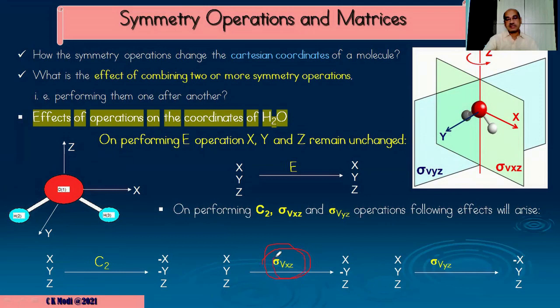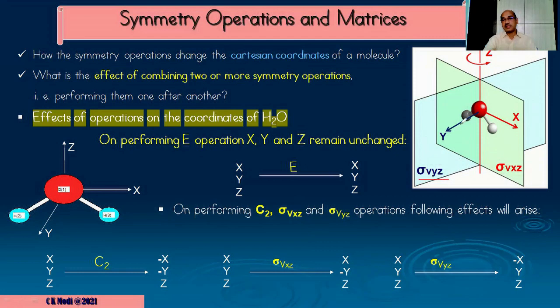What about sigma v xz? Now, look at this. Here, this is my C2, and this is oxygen. These are the two hydrogens, and these are the two mirror planes present in the water molecule. One is called sigma v yz, and the other is called sigma v xz. So why is it called sigma v xz? Because the x and z axes are situated in the plane. Therefore, this plane is called sigma v xz.